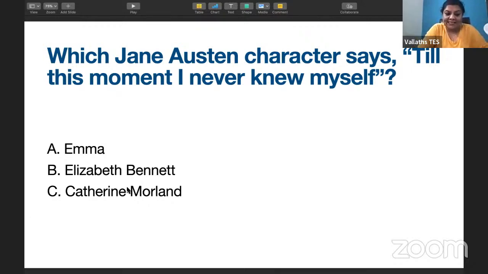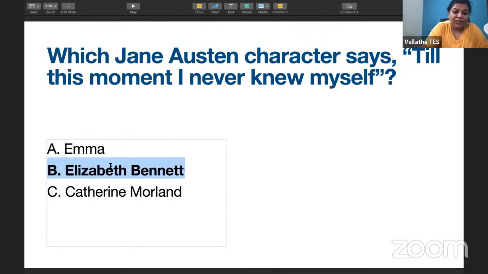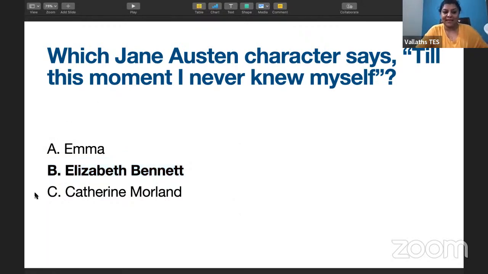It is Elizabeth Bennet. The most important quality of Elizabeth Bennet is that she is ready to learn from her mistakes. She is ready to change. That is the important quality of Elizabeth Bennet.